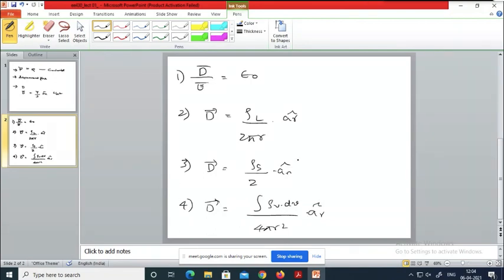Okay, and if you know the expression for field intensity, then you can solve for the flux density. So they are actually the same. That means the field intensity and the flux density will be in the same direction.